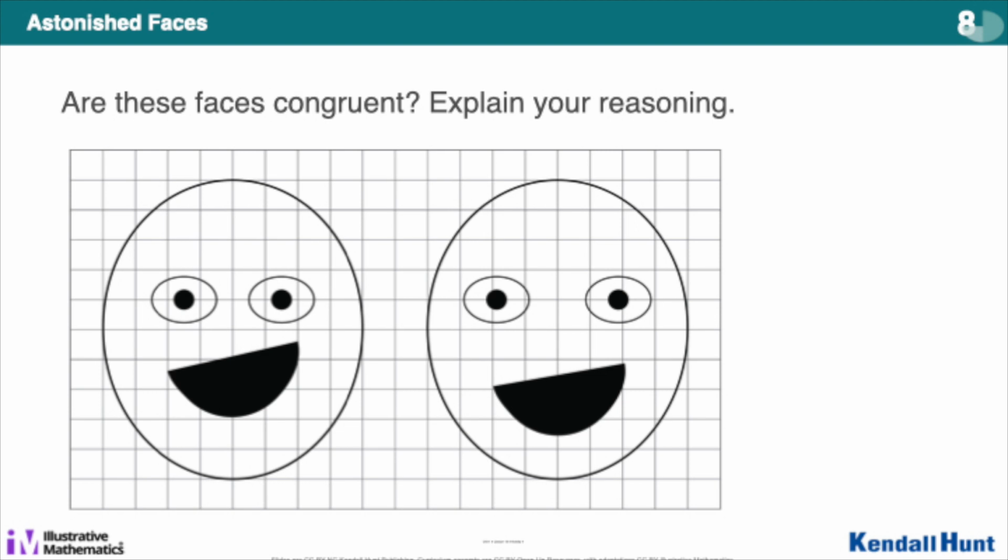In the figure on the left, the eyes are 1 unit apart. For the figure on the right, they are almost 2 units apart. The mouth on the left is about 1 unit below each eye, while the mouth on the right is more than 1 unit below each eye. The mouth on the right is also closer to the outline of the face than the mouth on the left. In each case, there is a pair of corresponding points in the two figures whose distances are different. This means that the figures are not congruent.